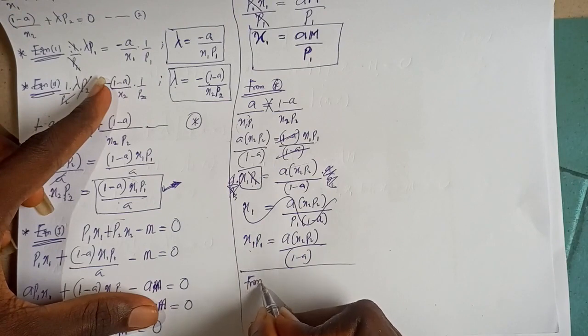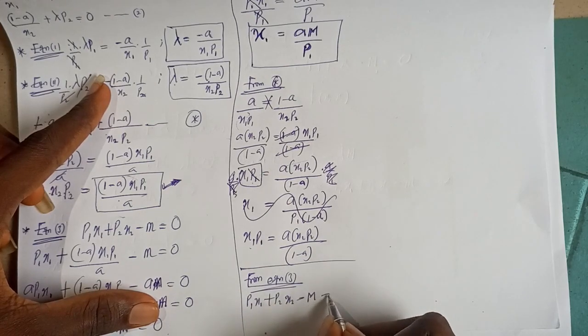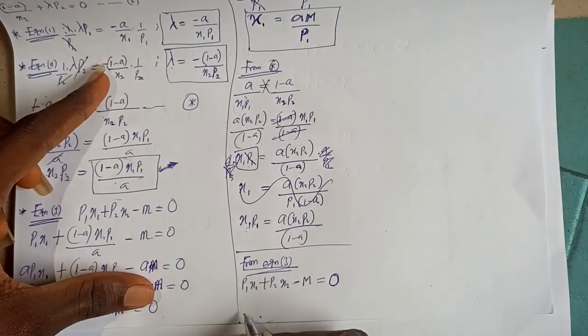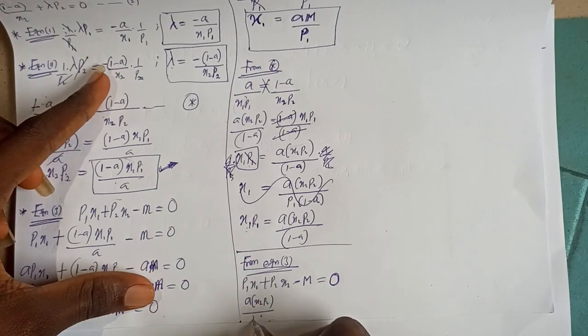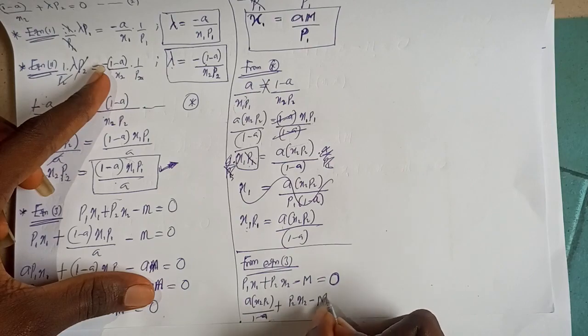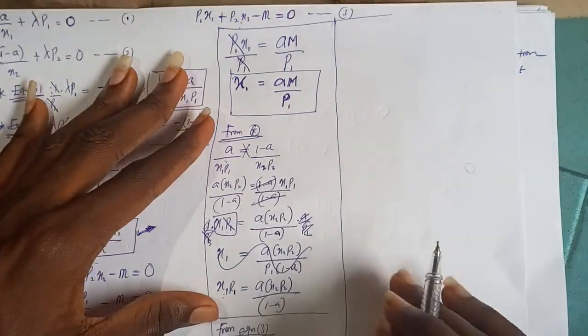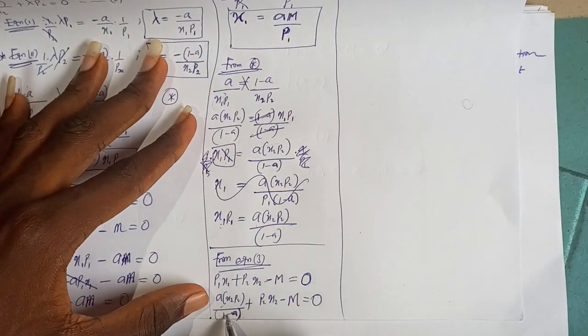From equation 3, we have p1 x1 plus p2 x2 minus m is equal to 0, such that p1 x1 is this. So we have our p1 x1 as a open bracket x2 p2 over 1 minus a, plus p2 x2 minus m is equal to 0. So whatever you have to do from here is to multiply all through by this 1 minus a.